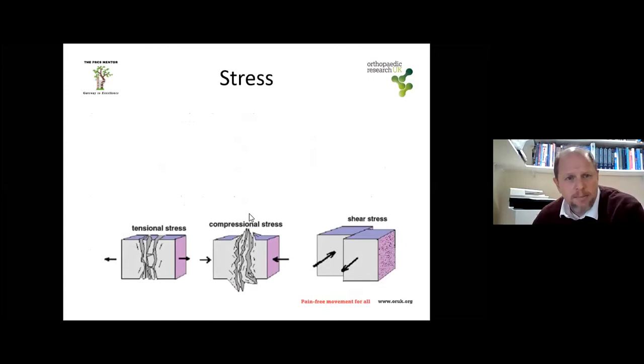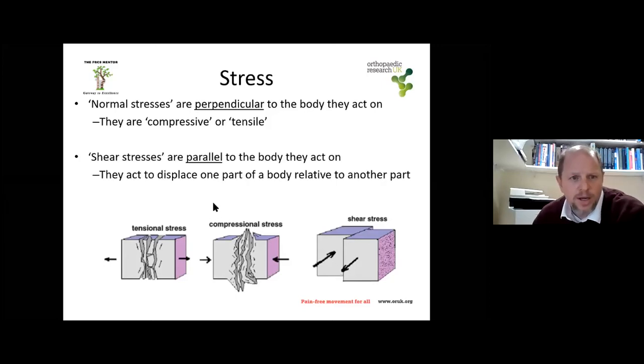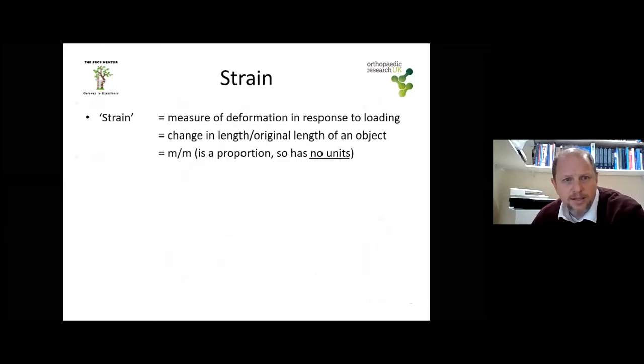So stress basically comes in two forms. You can have a normal stress, which is when a stress or force is applied perpendicular to the body that they act on. A typical example would be a tensile or compressive stress. Or you can have shear stresses, which you can see in this diagram down at the bottom, where the forces are parallel to each other, and they act in a different way because of that.